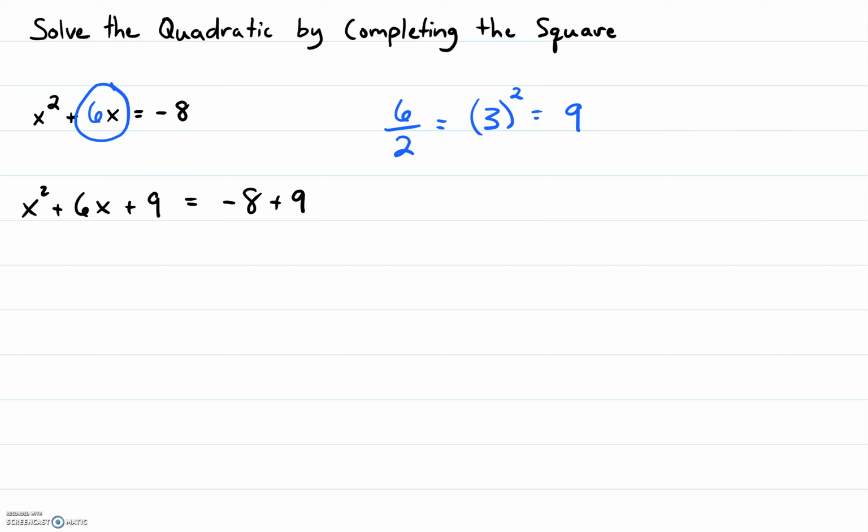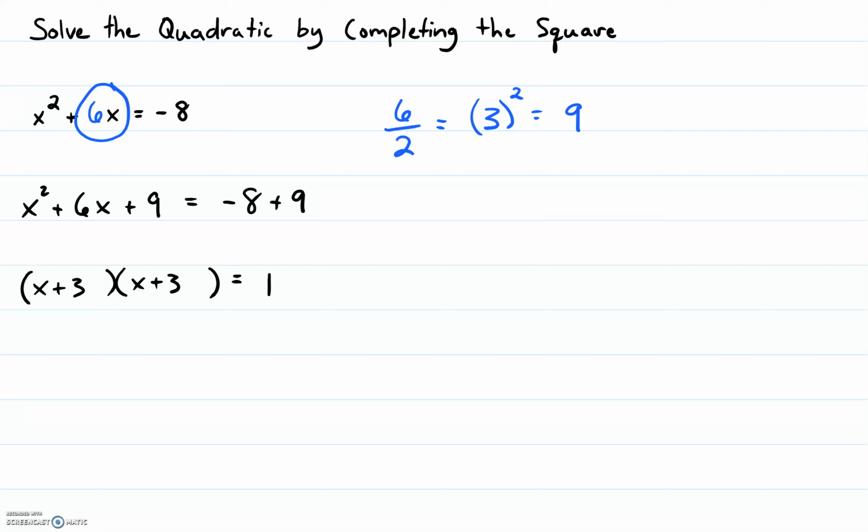So now we have x squared plus 6x plus 9 on the left-hand side, and we have -8 plus 9 on the right-hand side. So what we can do is factor the left-hand side now. If you complete the square properly and add that to both sides, it's always going to factor once you get it to this stage. So x squared plus 6x plus 9 will factor into (x plus 3)(x plus 3). And -8 plus 9 is going to give us +1.